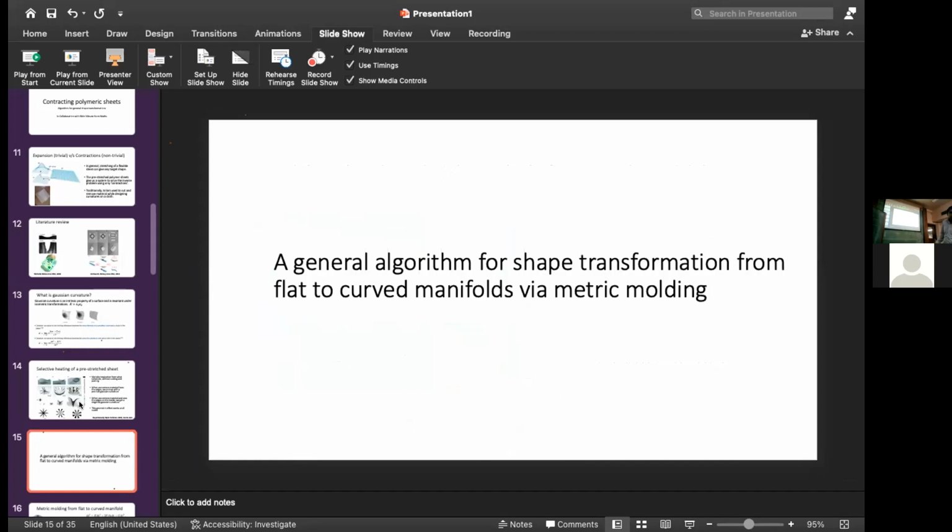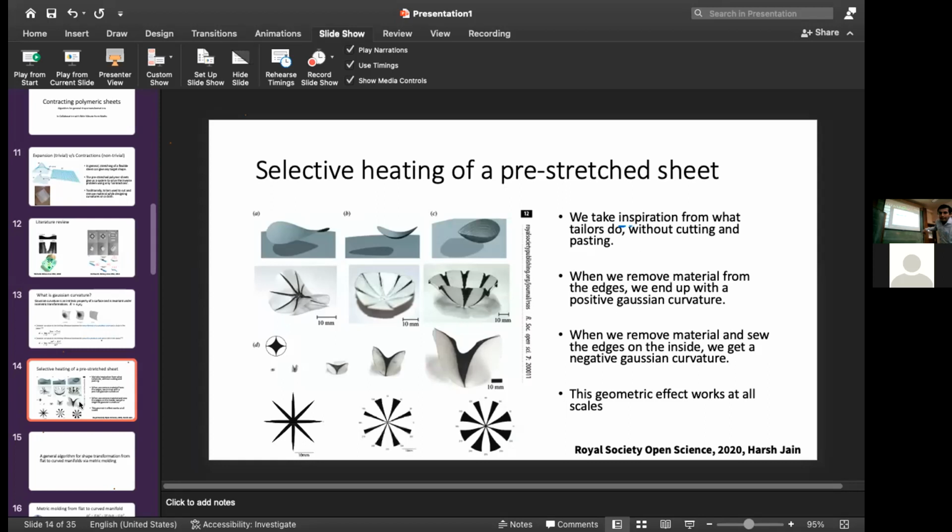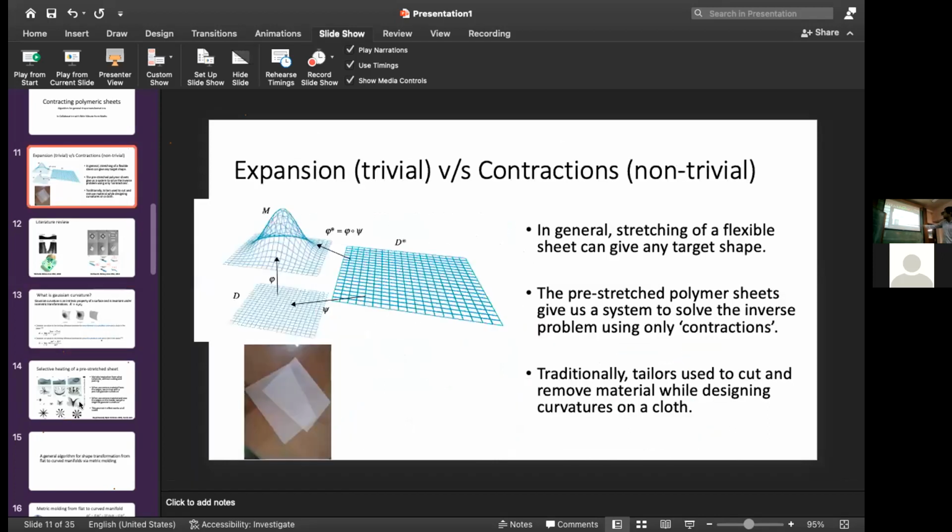How do you create a non-symmetric pattern in Gaussian curvature? I simply drew this in Photoshop and printed it on top of this plastic sheet. So this plastic sheet that I showed, you can feed it into a printer and print on top of it.